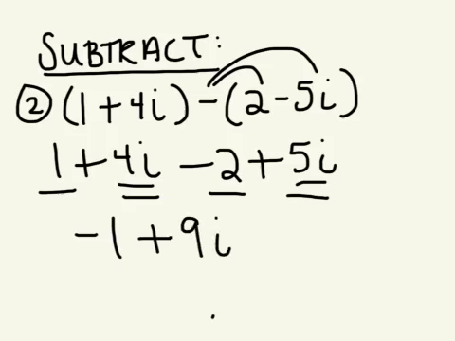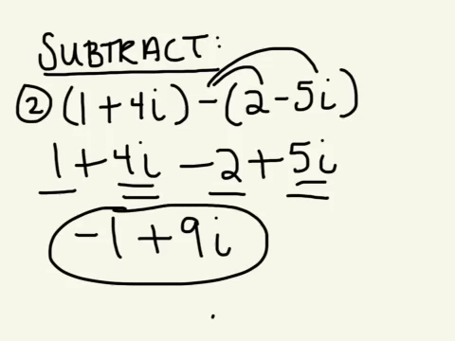Now, even if we were to rewrite this as 9i minus 1, that would technically be okay, but when we simplify a complex number, we like to have our real component first and then the imaginary component. So I'm going to leave my answer as negative 1 plus 9i.